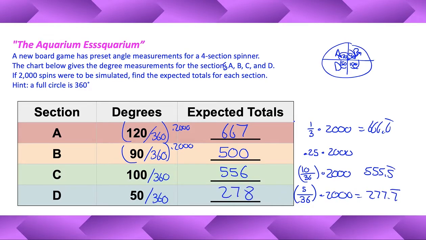So again, round all of these to the nearest whole spin. If you get a nice one, good job. If you get one that's not so nice, make sure you round to the nearest. In all of these cases, we would round up, and I think that's about it. So use a fraction, use a decimal, but take the degrees over 360 to get the slice of the pie, literally the slice of the pie, and then take that times the total spins, and you'll get your expected totals.